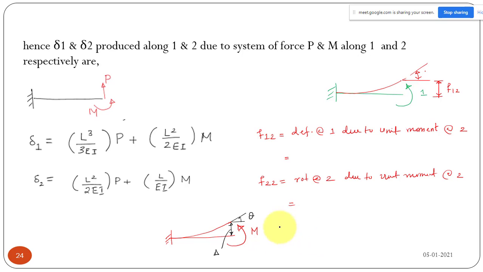This will be the theta. Okay, so what is the equation for delta? That is equal to m L square by 2 times EI.